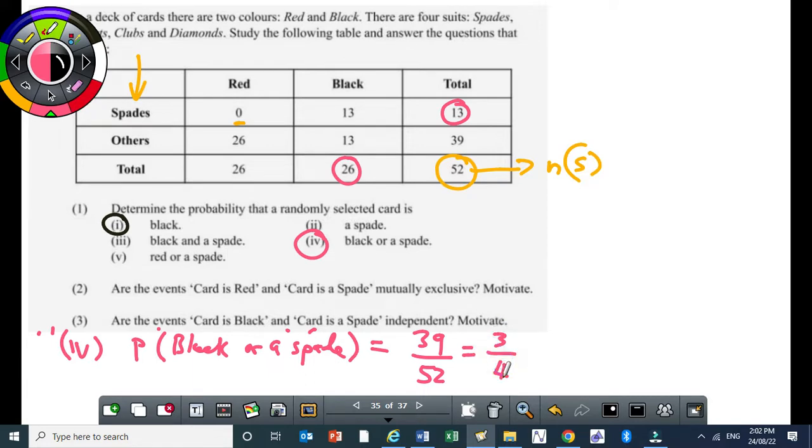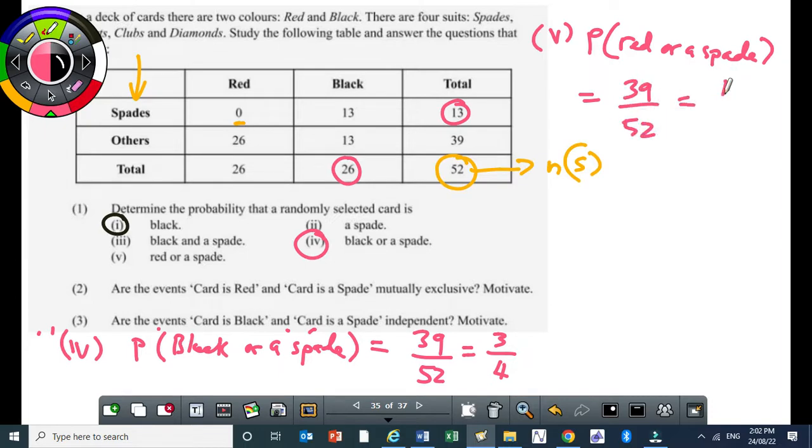Okay. And then a red or a spade. So to be safe, for or we have to add. How many red do we have? 26. How many spades? 13. So we have got number 5. So that will be P, red or a spade. So that will be 26 plus 13. So we get 39 over 52, which is 3 over 4.